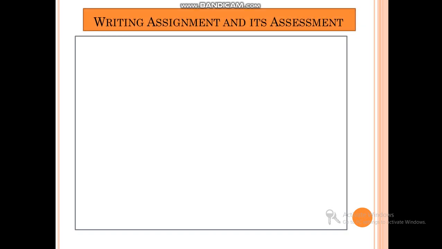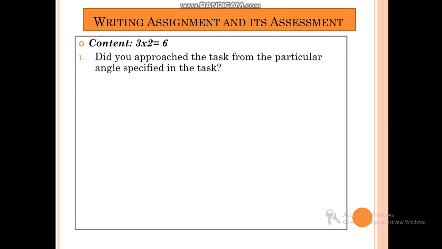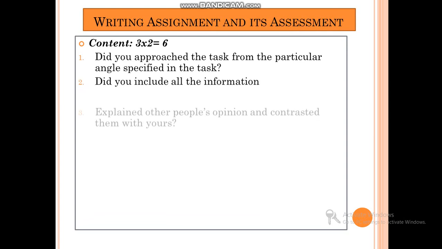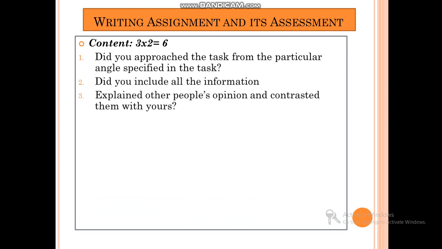Now the most exciting part is giving you a writing assignment, which is you are going to write your movie review. And this is how we're going to assess your work. So in the content, you should include these 3. So first one is, did you approach the task from the particular angle specified in the task?